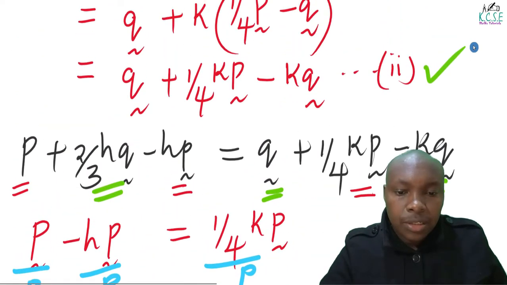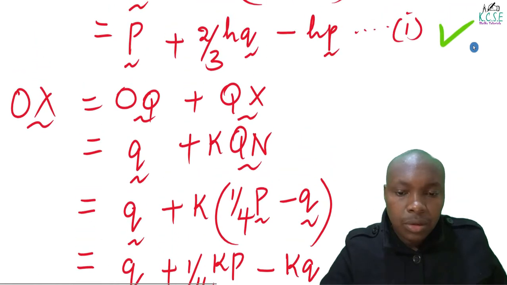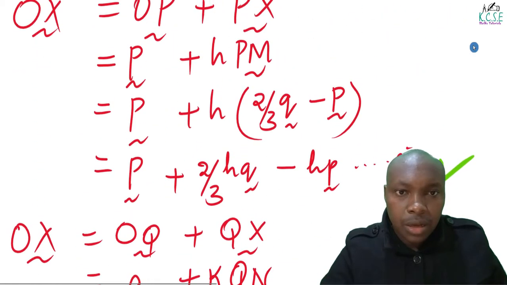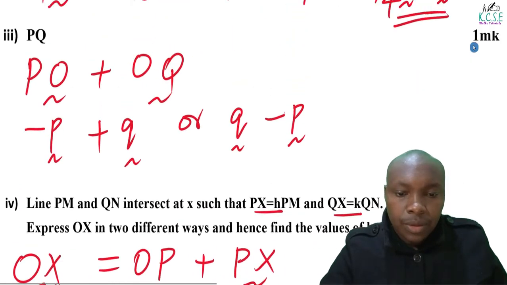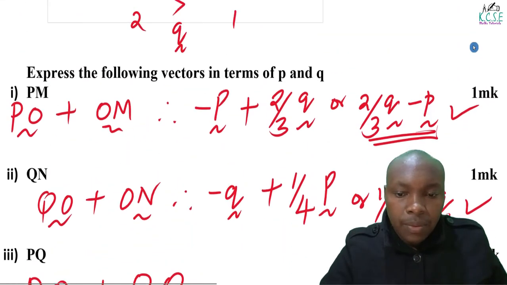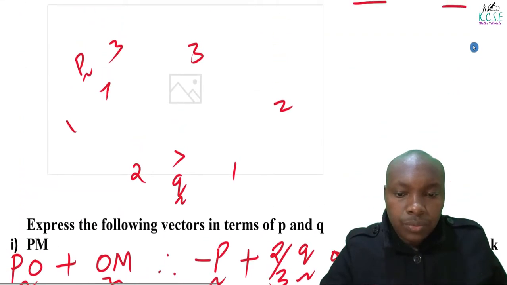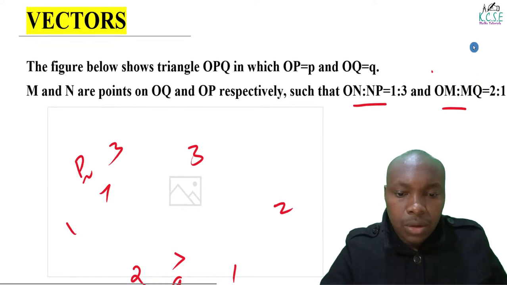The second part seems to be the longest, with more workings than the others. So that is how you're supposed to work out that question on vectors.